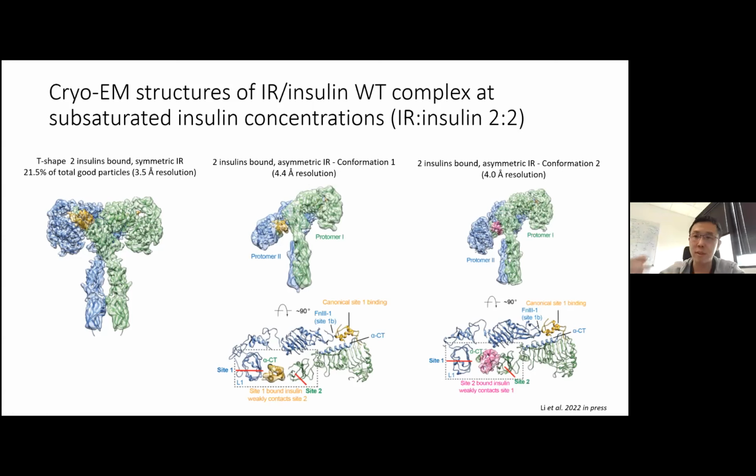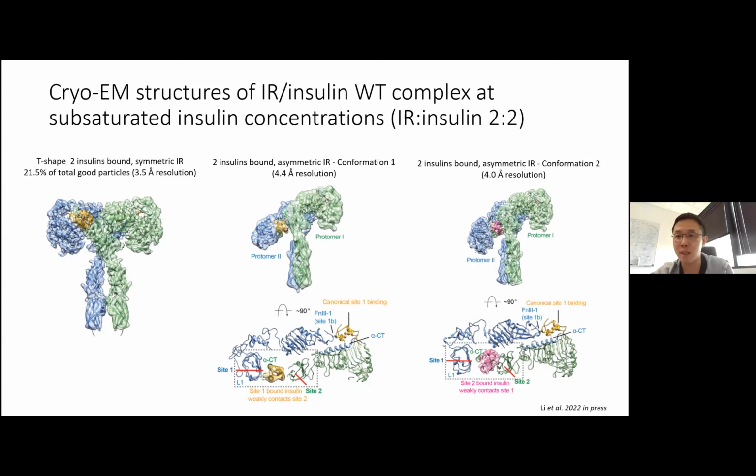The big difference is this: we call this conformation 1, and that structure is very similar to the receptor with insulin SET2 mutant bound, right? There's one insulin mainly bound at SET1, and at the same time also weakly contacting SET2. But we also observe another conformation, in which the insulin is primarily bound at SET2, but at the same time simultaneously contacts SET1. This is alternative binding. The reason this can happen is this hybrid site, where SET1 and SET2 are really close to each other.